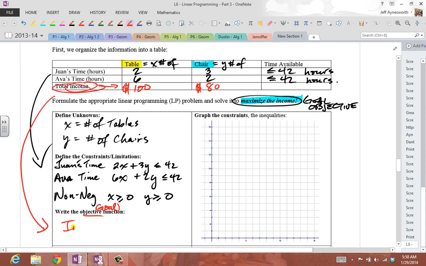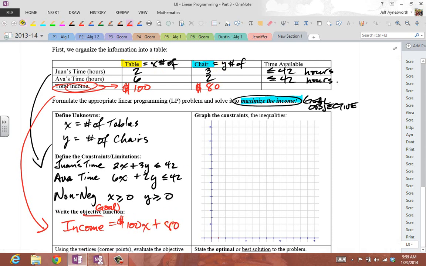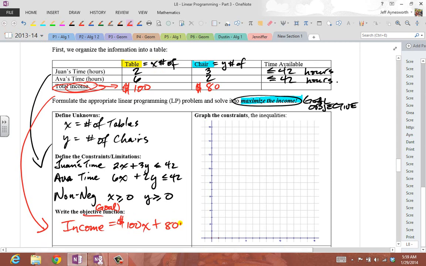So I have an income function here. So my income is going to be $100 right here, times how many I make, x, plus $80 times y, so plus 80y. Okay, and that's income, so just call that I. I equals 100x plus 80y. That's my objective function, or my goal function, so that I could use it to maximize the income later on.